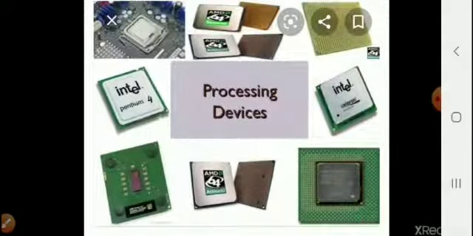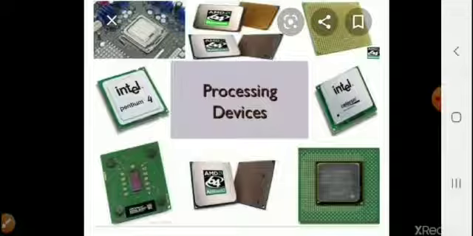So first of all, the main processing device, the CPU box, is the processing unit of a computer where all the calculations are done to get the desired output. So what is CPU? CPU is the brain of computer. We are learning it from our first class. The CPU, or central processing unit, is present inside the CPU box. If we see the CPU box, then all the things are fitted inside. The CPU is the brain of computer and is also known as the microprocessor.